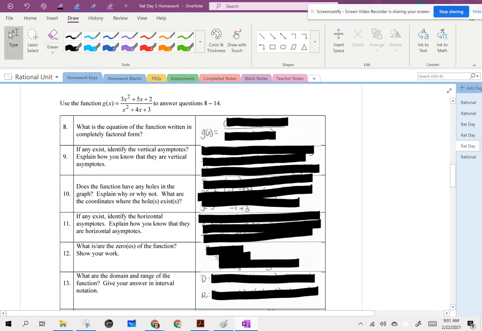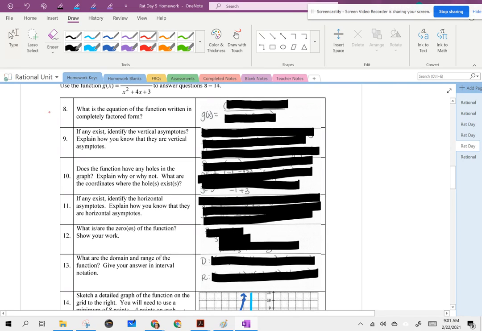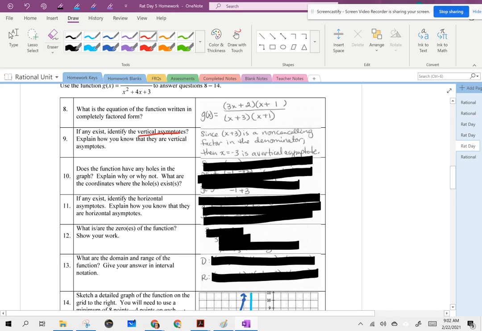All right, so let's take a look at questions 8 through 14. So go ahead and answer those as they come up. Okay, on number 8, it says, what is the equation written in factored form? So hopefully you are able to identify those factors. Vertical asymptotes. Okay, so since x plus 3 is a non-canceling factor in the denominator, then x equals -3 is a vertical asymptote. Okay, any holes?